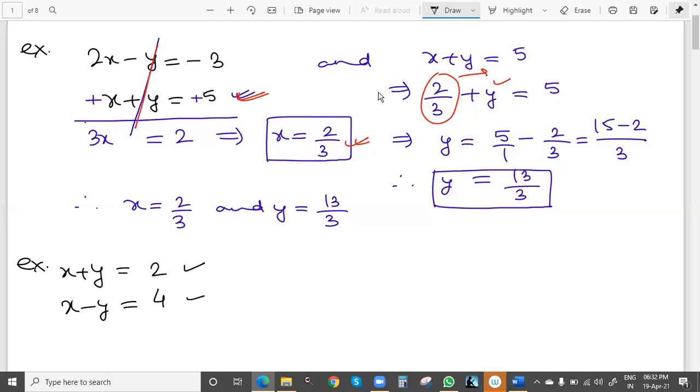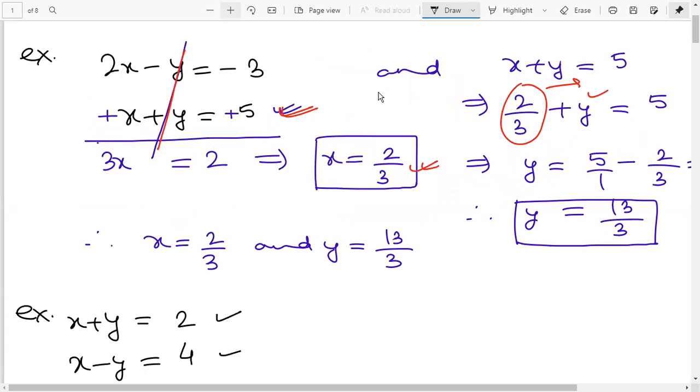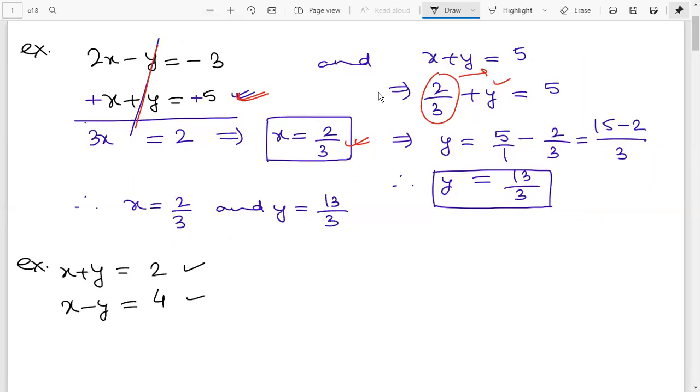So simply we can add these two equations, because the y values are the same and the signs are opposite. So we can simply add, the plus and minus will cancel, x plus x is 2x, and the right side will be 6. So here we can say x equals 6 by 2, which is 3. Correct. So we got x value 3, and we can take any one equation to find the value of y.